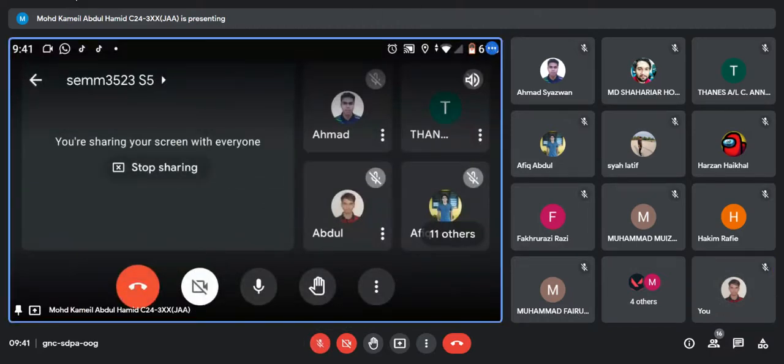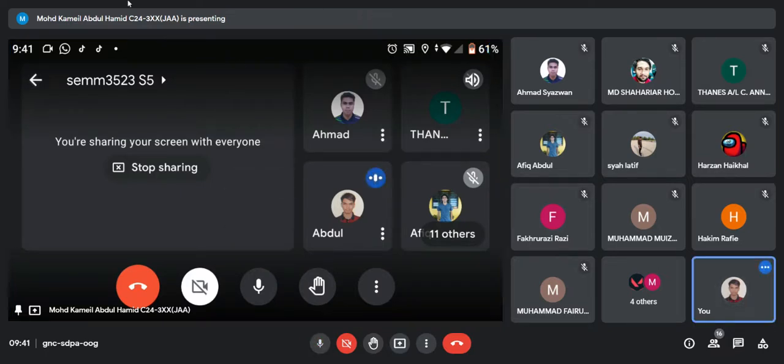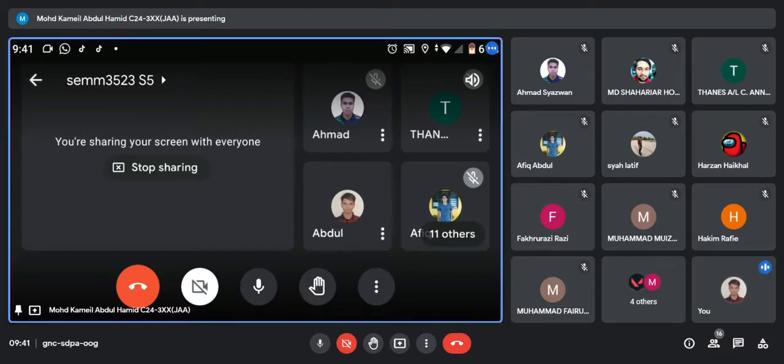$205. Kenapa $205? Berapa dia punya DS value untuk $205? 30.5. 30.5 dah lebih 30. Dia tak boleh lebih 30 tu.